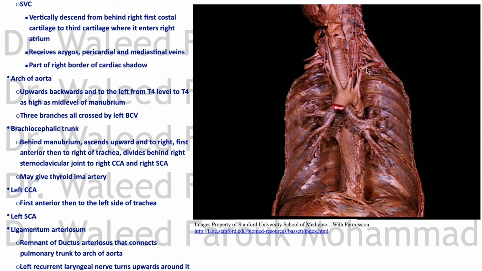Remember, the subclavian artery was divided into three parts by the scalenus anterior: first part proximal to the scalene, second part behind the scalene, and third part beyond the scalene. And we studied the branches of the first part and the second part.